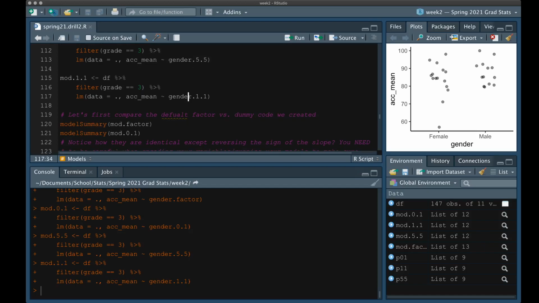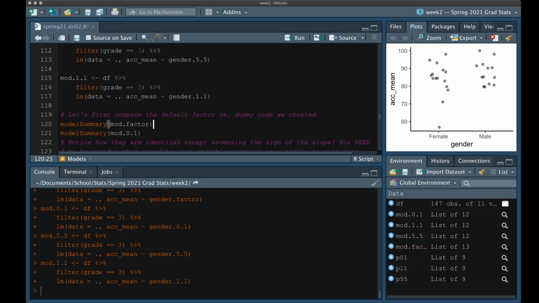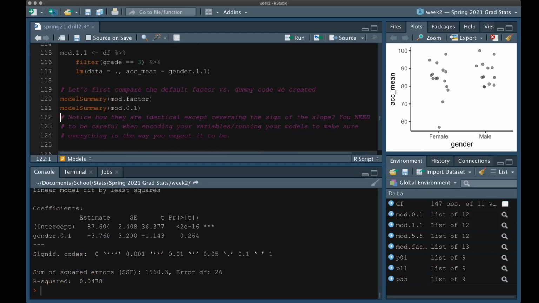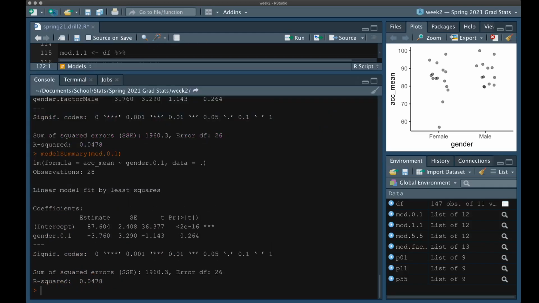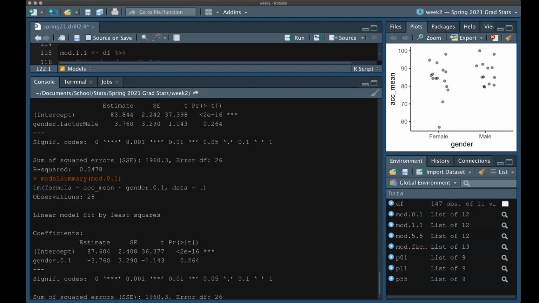So let's first look at how that default factor versus the dummy coding that we created. Because again, I showed you how by default R uses alphabetical order, but in our case we didn't.